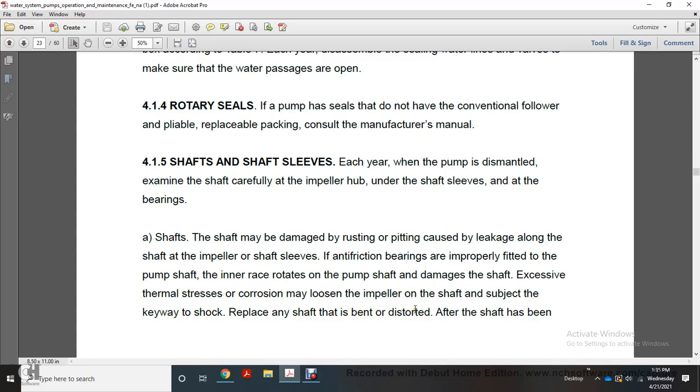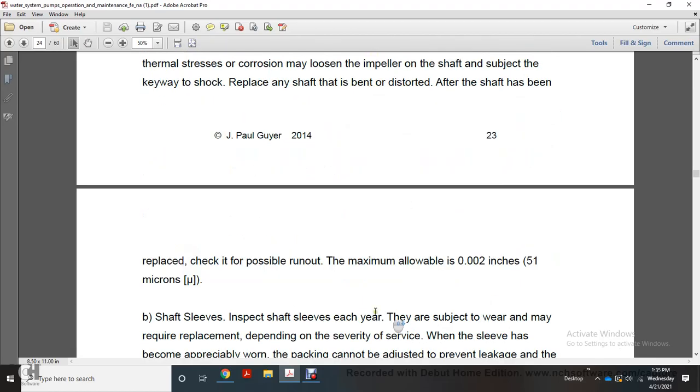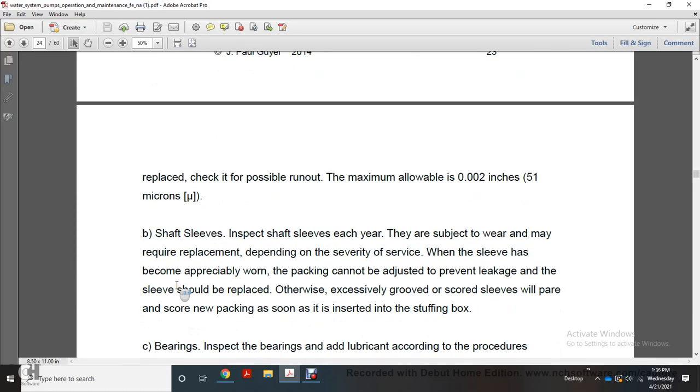Replace any shaft that is bent or distorted. After the shaft has been replaced, check the runout, with a maximum allowable of 2 thousandths of an inch.